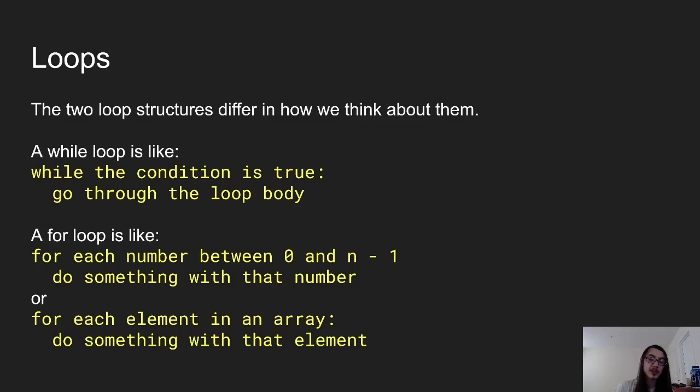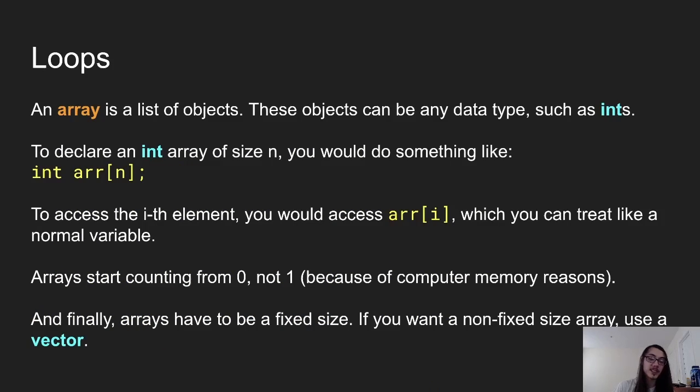And in this section, I should probably talk about arrays too, since there's no other place to fit them. So the quick overview is an array is a list of objects. The objects can be any data type you want, for example, integers or characters. And to declare an array of ints of size n, you would use this syntax, int r[n], where n is the size. And to access or modify the ith element, you would access r[i]. And this is treated like any other variable.